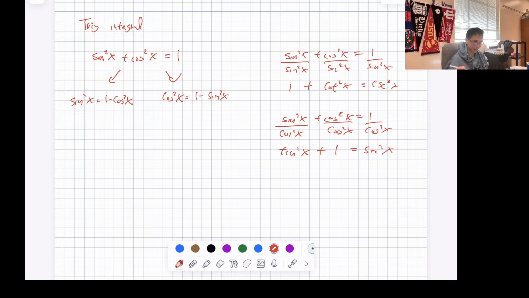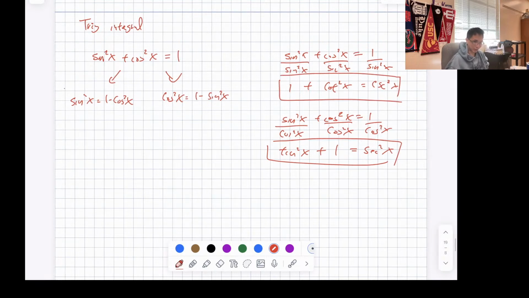I didn't do anything that you don't know. This is something that you're supposed to know when you are doing the first test. Now, those two are a way to convert from cosecant to cotangent or tangent to secant, very, very intuitively.